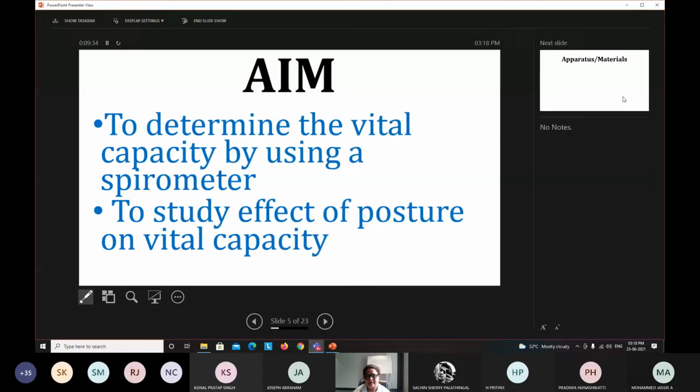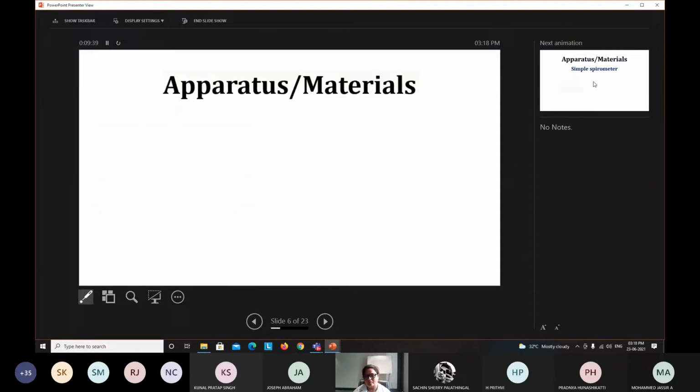Okay, we'll discuss it. So the next step is we need to know what apparatus, instruments or materials are required to carry out this particular experiment. As I said, for spirometry, the instrument is called a simple spirometer. That means there is some other form of spirometer. What is required for measurement of vital capacity is called simple spirometry. There are many other names for this particular instrument.